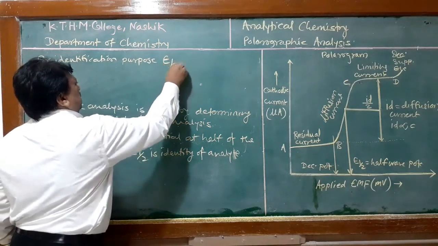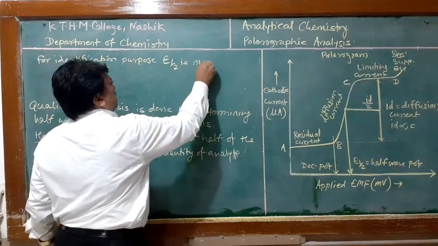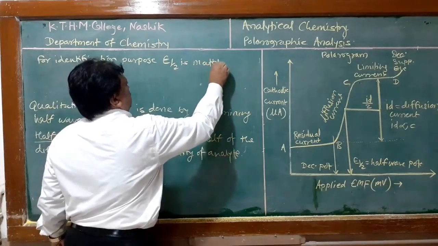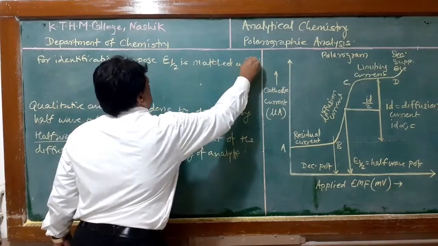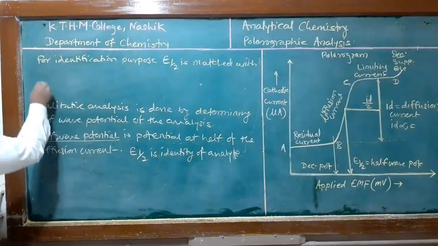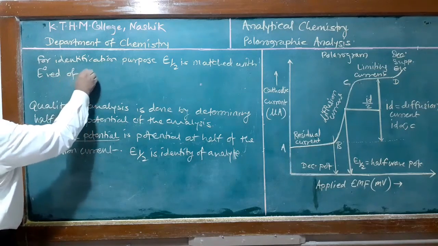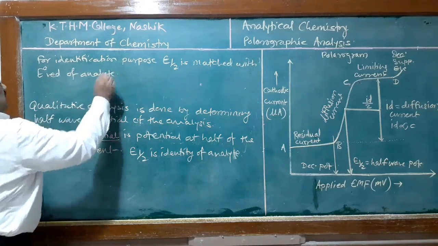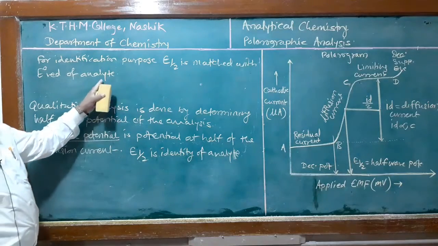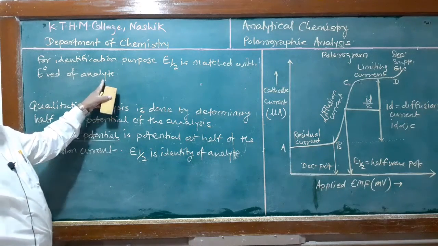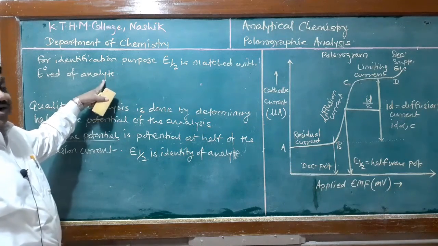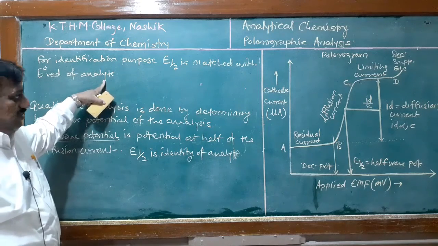For identification purpose, E1/2 is matched with the standard reduction potential of the analyte. And here we can identify which ion or analyte undergoes reduction at the dropping mercury electrode.